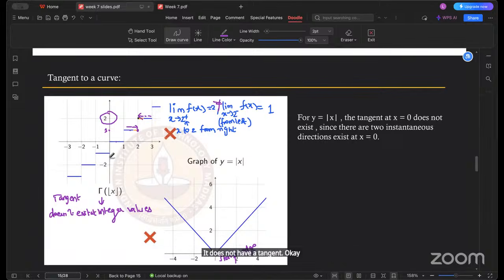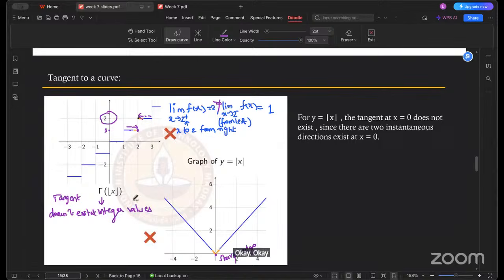Ma'am, this sign tau, is it for tangent? No, this is representing this function, this floor function.